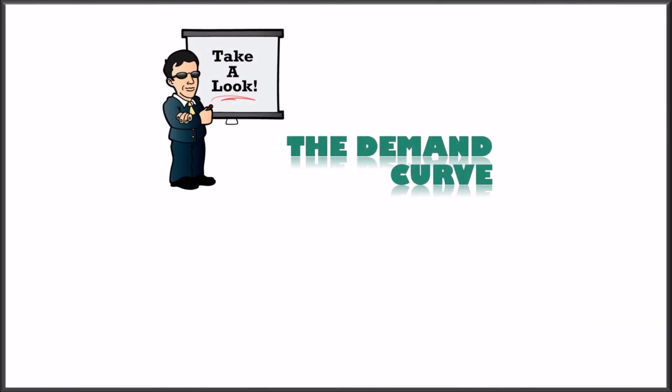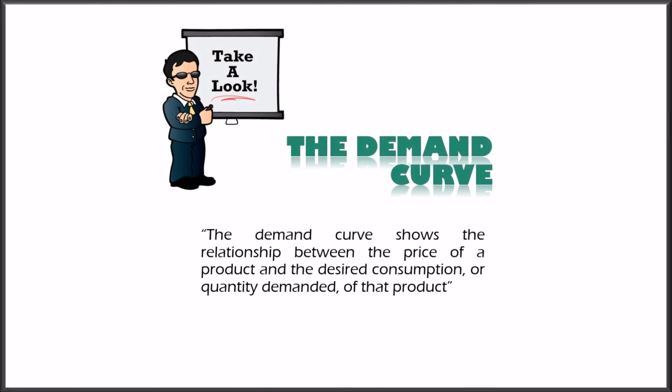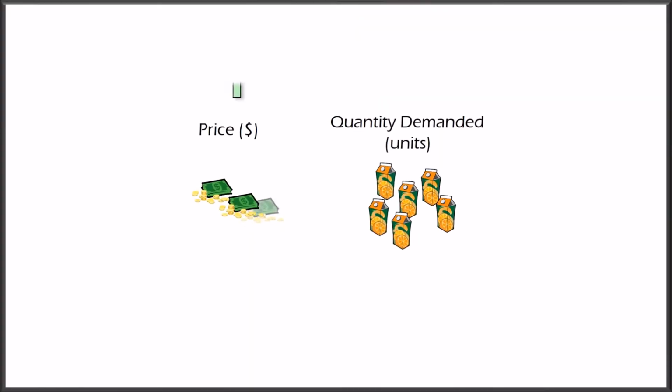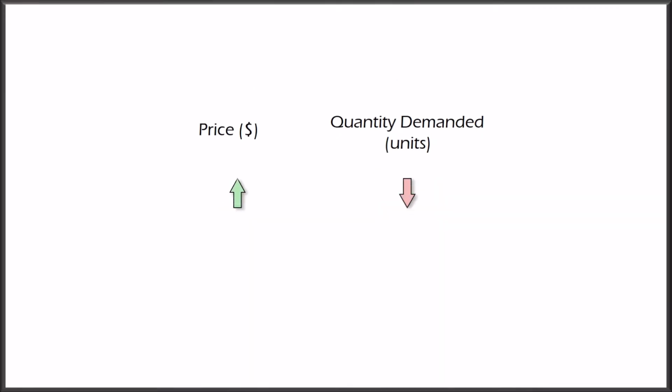Take a look at this. The demand curve shows the relationship between the price of a product and the desired consumption or quantity demanded of that product. As the price of a product increases, the quantity demanded of that product tends to decrease, whereas as the price of a product decreases, the quantity demanded of that product tends to increase. We call this link between price and quantity demanded a negative correlation. This correlation is typically seen with the demand curve.